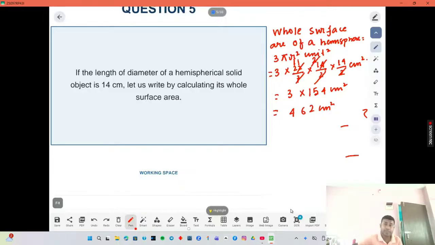The formula for the whole surface area of a hemisphere is 3 pi r square. Now I will write the formula, and you can see that I have written 14 by 2. Why have I written 14 by 2? Because in the question the diameter of a hemispherical solid sphere is given, so in order to find the whole surface area we first have to find the radius of the hemisphere. So I have written 14 by 2. Now I will move to the next question.